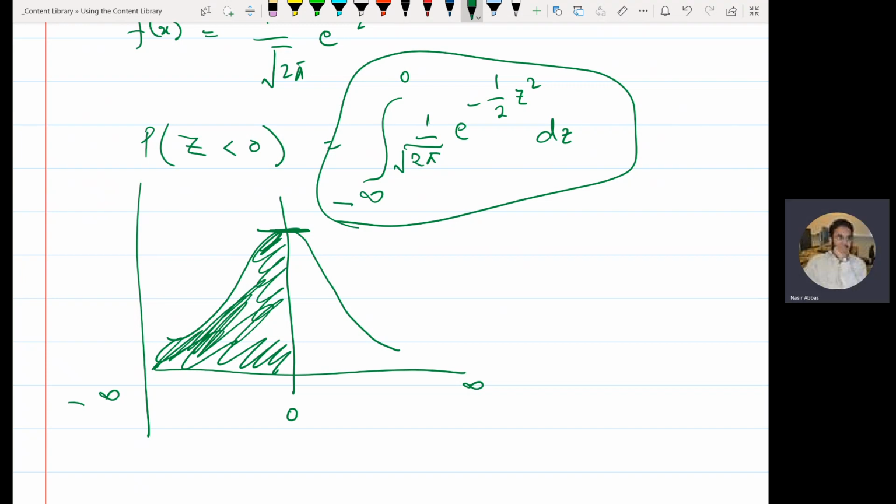And to make it easier for you, we are never interested in functional value. So we never put false, right? But for those who are interested, false will give you the functional value of the PDF, or what we call the height of the curve. True will give you the lower tail area, the probability.